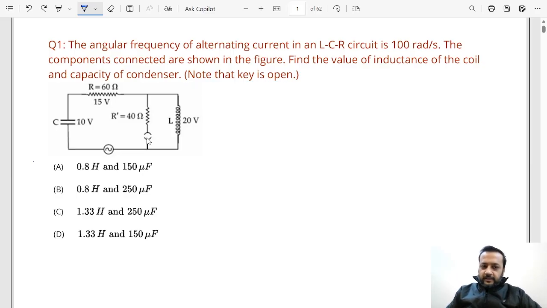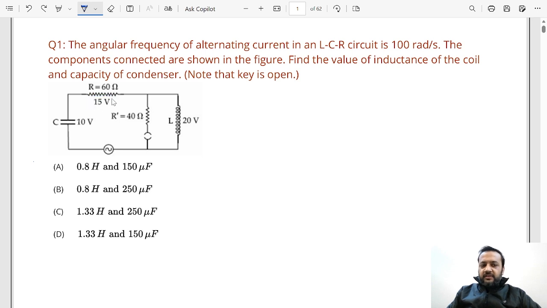Those who figured out that the key is open realized that this resistor is useless, because if the key is open then no current can flow through this resistor. That means effectively the current will flow in this type of circuit, and this can be treated as an LCR series circuit. First, let's assume that the current is flowing like this.